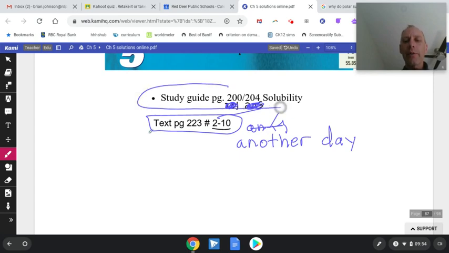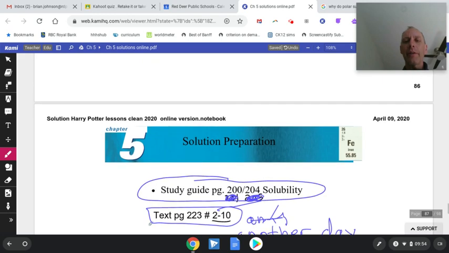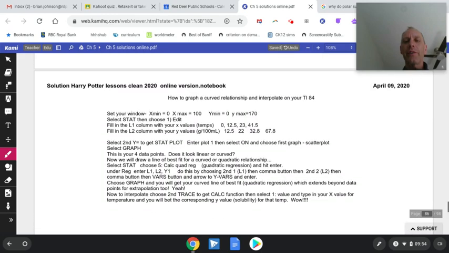Okay, so this is what I would like you to work on. That is less priority though than the graph. I want to make sure you get the graph done and the predictions done and hand it in to me today.